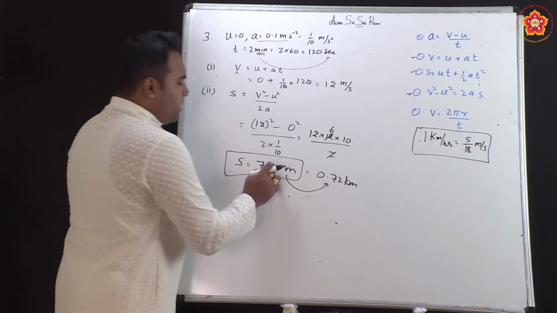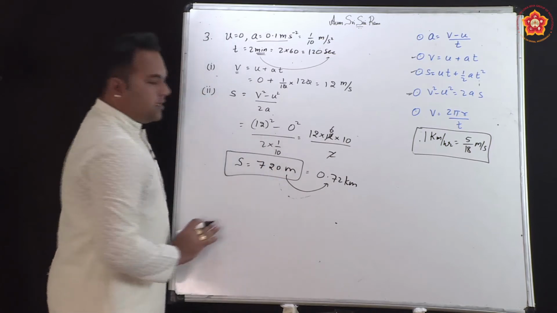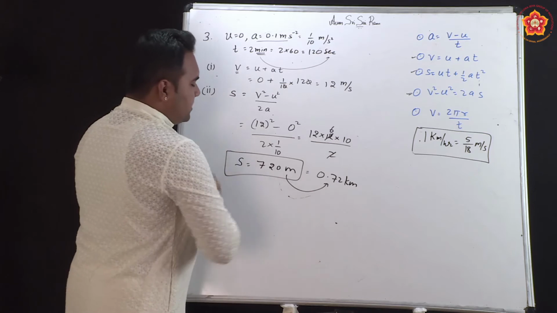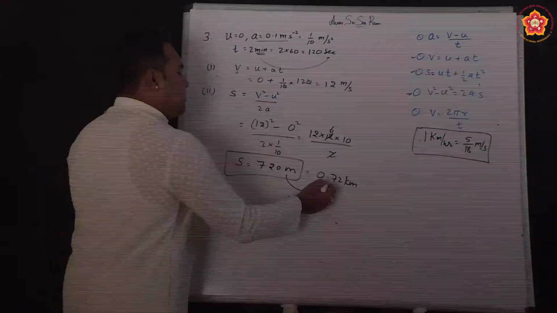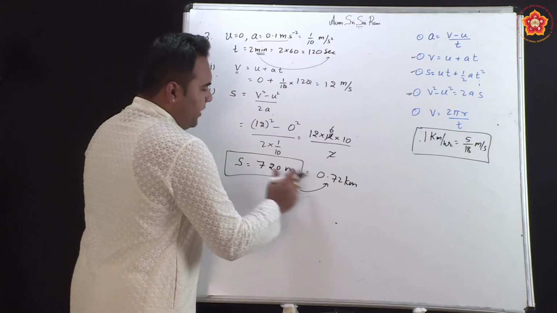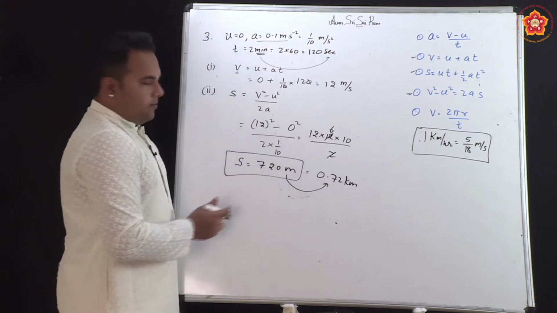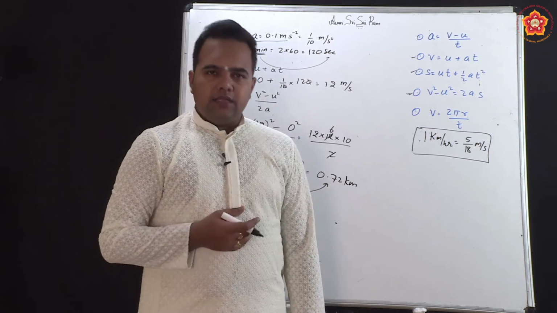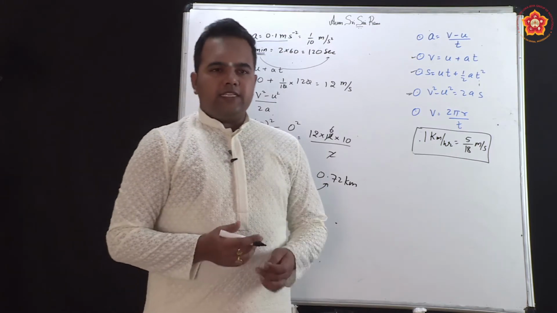So, if it is something like 20 meters only, then you can leave it like this, but because it is having 3 digits now, I can as well convert it into kilometers. I have converted this into kilometers also, but you can leave it here as well. So, this completes our numerical. Let us go to the next one.